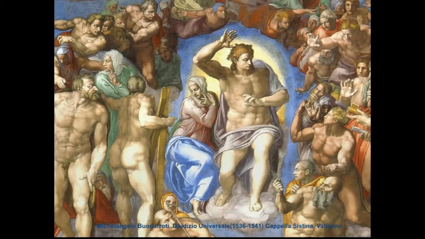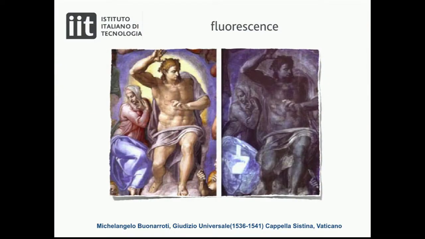So fluorescence. I don't know if you have been to the Cappella Sistina, but if you have seen this painting, you cannot escape that this color looks different from all the others. A little bit brighter, something attracting you more than other colors. Because the molecules making this color have also another property. When you shine visible light, you can see this. When you shine ultraviolet, you can see fluorescence from there.